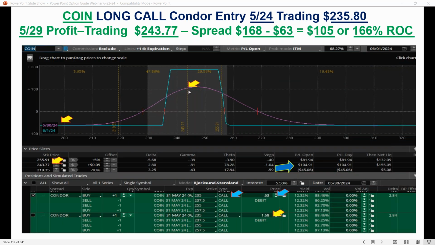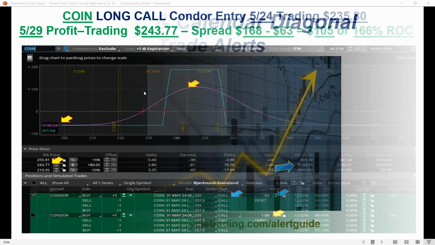So we went ahead and took this off a day earlier. We were worried that it might fall back off. So closed it out right there. You see, it still had a big potential for a lot more profit, but it was trading at 243.77. So it went from 63 to 168. So we still had a really good return, $105, 166% return on that. So that was Coin.